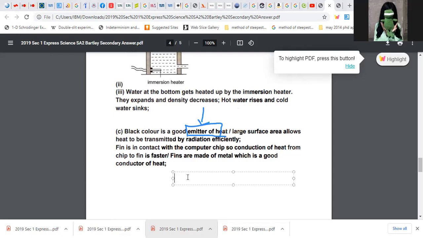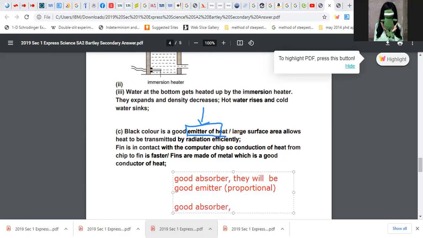Then you know if something is a good absorber, they will be a good emitter. It's proportional. Then I ask you something: if they are a good absorber, are they a good reflector or not? Opposite. No, opposite. Emitter and absorber are the same. Then absorber and reflector are opposite. Understand? This one is important.